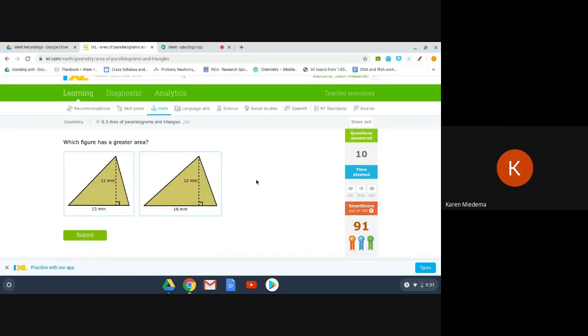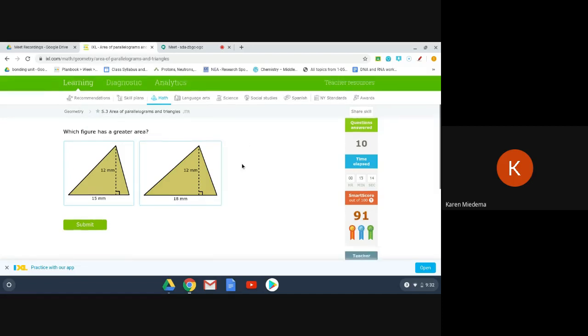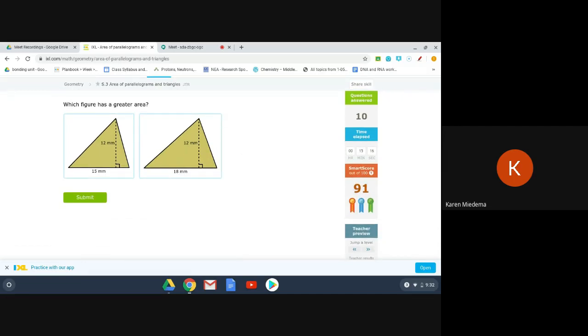Okay, we did one just like this. Which figure has a greater area? Once again, find the area of each one. Now for this particular one, I don't even need to show my work. If the height is 12 here, the height is 12 here, this one has a base of 15, this one has a base of 18, well that one's bigger.